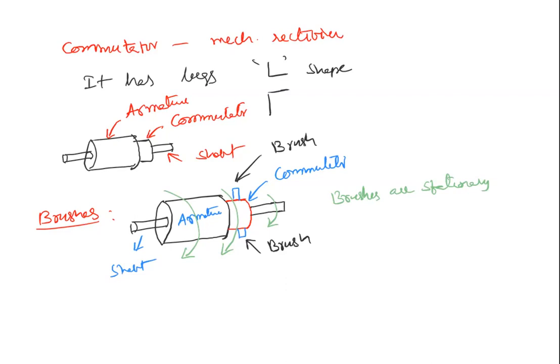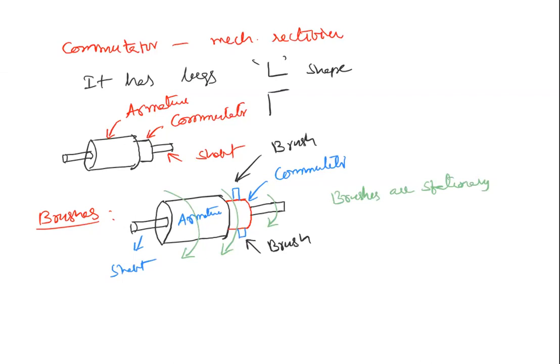The commutator will have different lugs. So the brush will come into contact with the commutator lugs and collect current from the commutator. In the winding of the armature, EMF or voltage is induced. That voltage is collected by the brushes from the commutator.